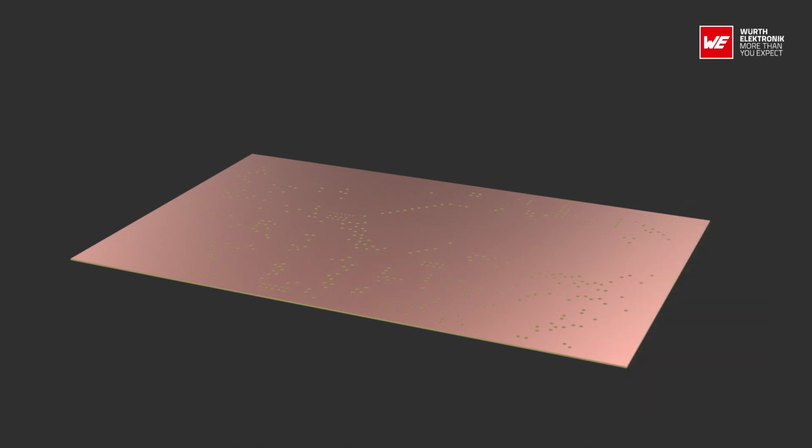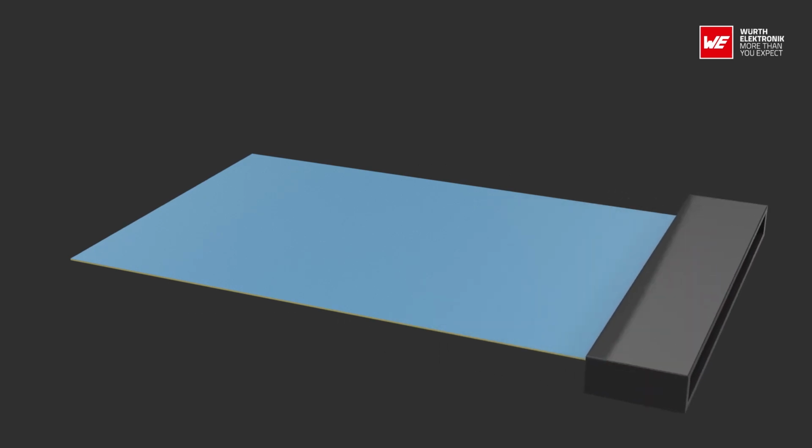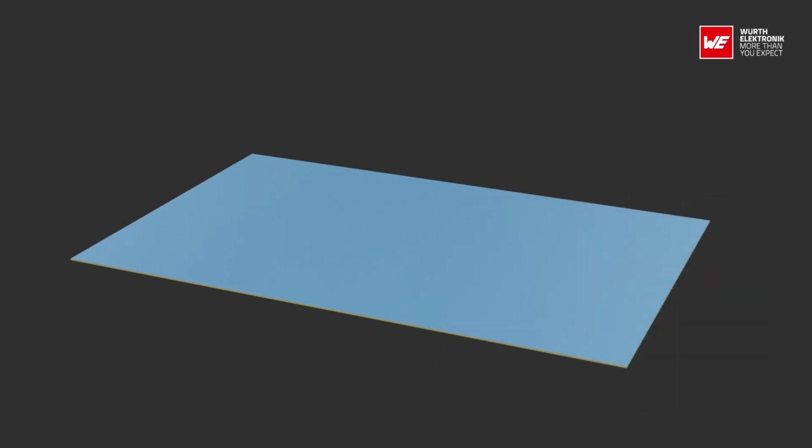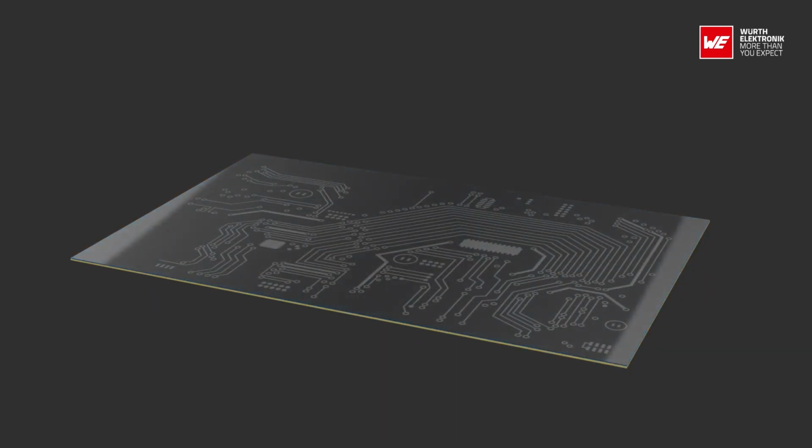Oxidation is something similar to rust. Then a blue protective layer is applied to the copper on top. This layer is called resist. On this resist now comes a film as a photo mask. Here you can already see all the fine lines and circles.